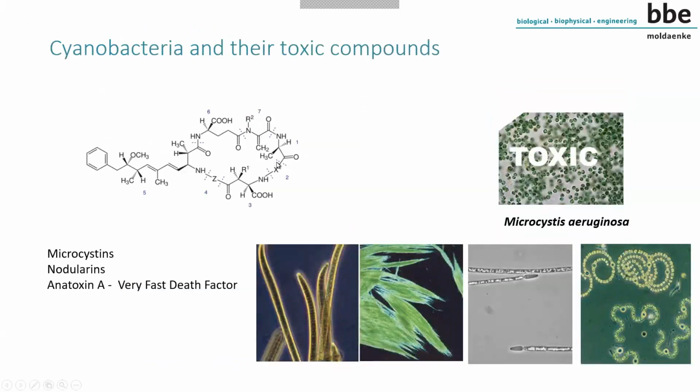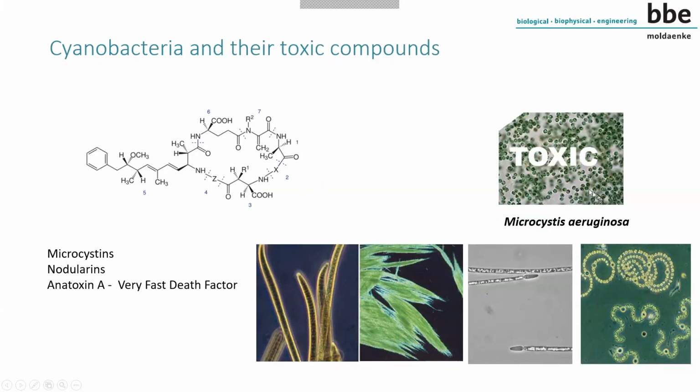Right. Some pictures to show what these organisms and what these toxins are. It's just a short overview. We have here the formula of microcystin. It's the most common hepatotoxic compound, which I showed you in the beginning. We have this group of microcystins, more than 200 different configurations of these molecules. And the typical producer is Microcystis aeruginosa, shown on the right side, toxic.